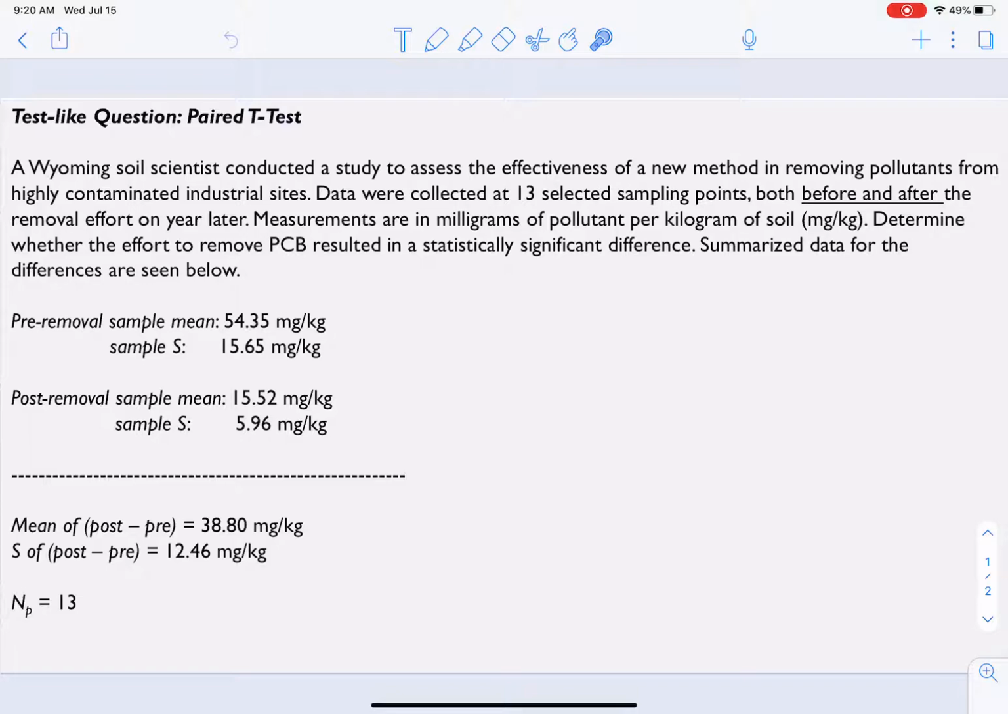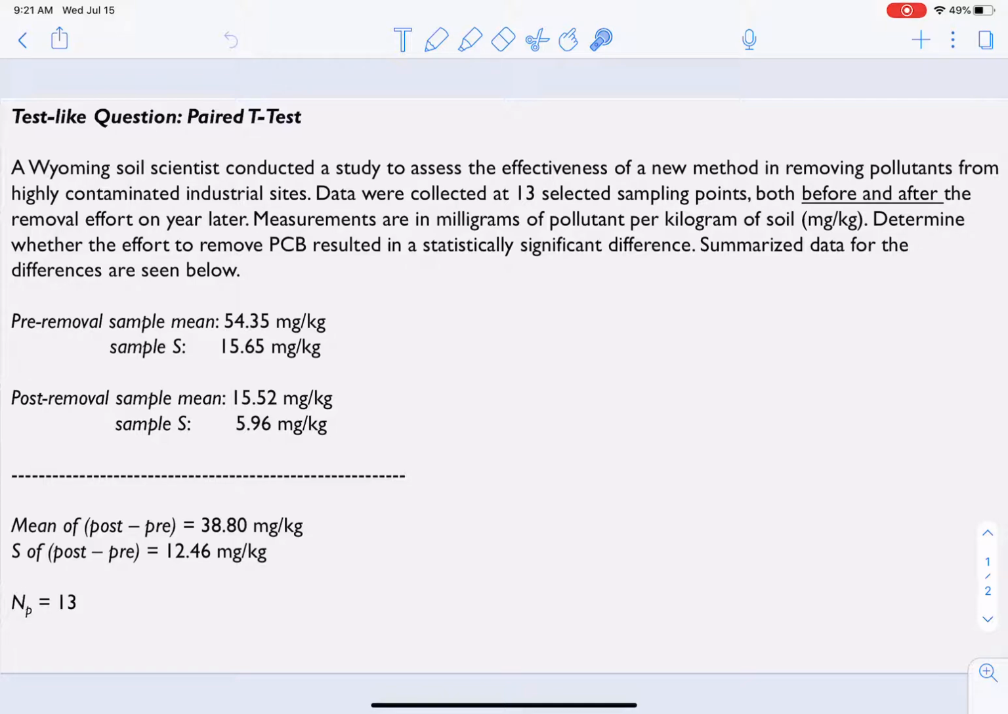So in this video, I will show you how to do a paired t-test with something similar to what you'll see on the test. So the general idea here, you can read it yourself, is that there's a bunch of pollutant in the ground in a certain spot, right? And so they want to see if a certain method of removing this pollutant actually works, right?